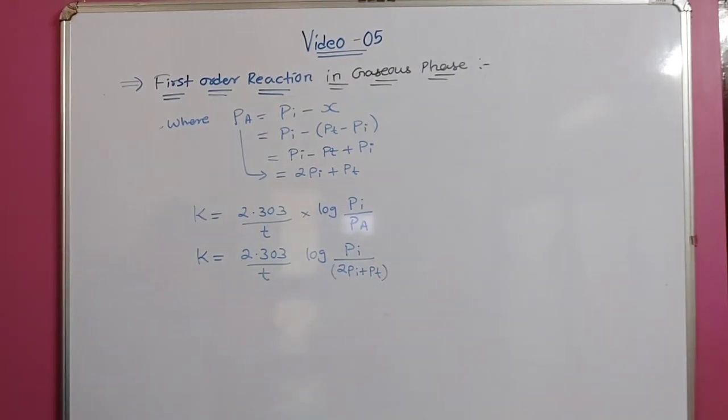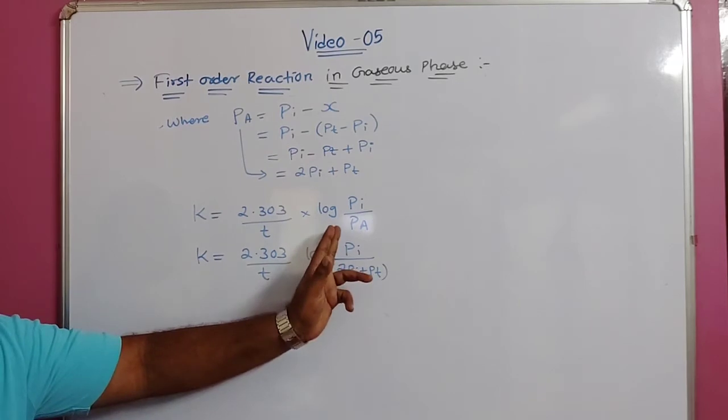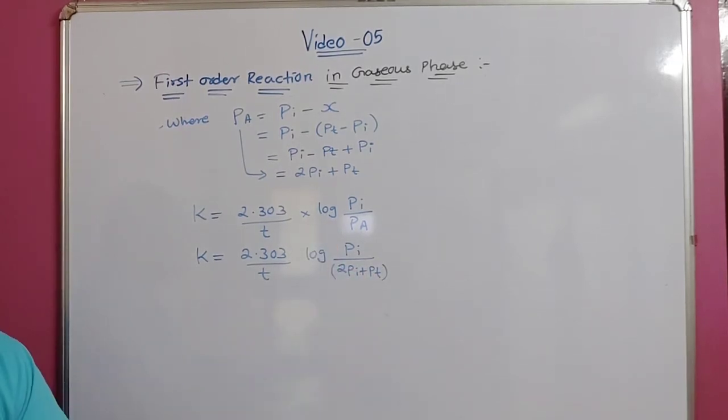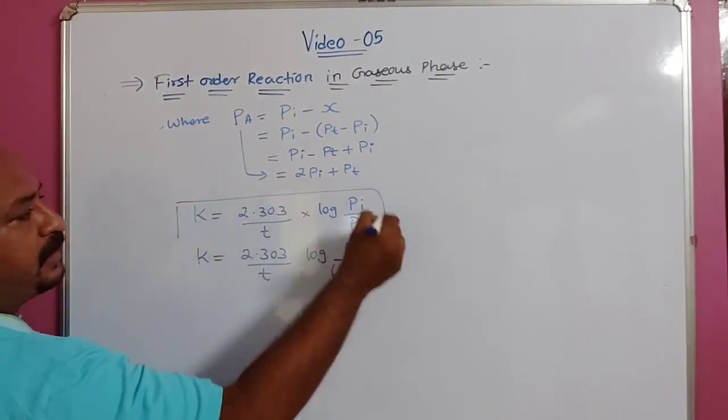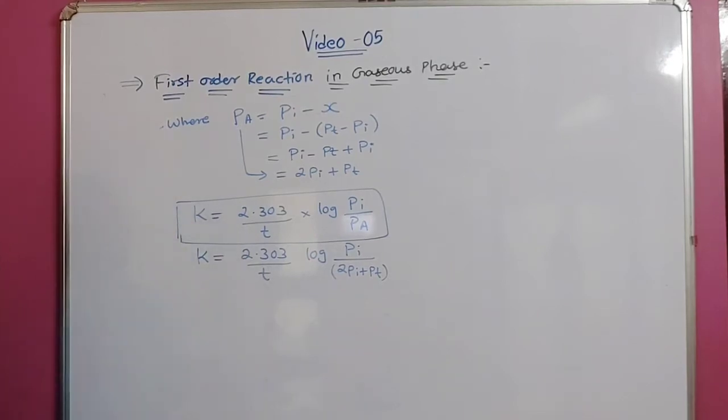Understood? So this is the part given in your textbook. You can go through it. That is for the gaseous phase. Okay. So here we stop. So here we come to an end of the first order reaction, in which for the gaseous phase also we have derived a relation. Understood? I think this part you can remember. It will be easy for you. Is it clear? This formula I am talking about. But when the numerical comes, I will discuss this part also. Okay. So we stop here.